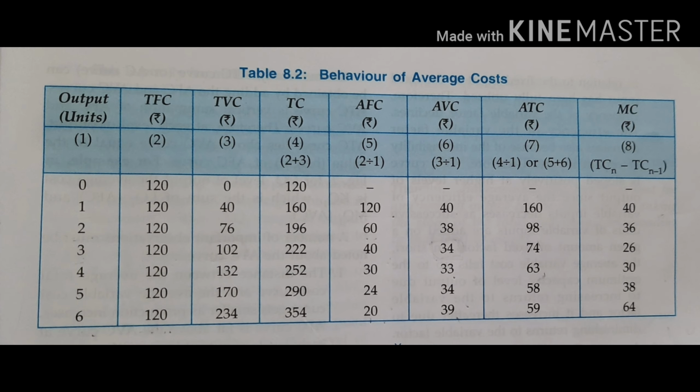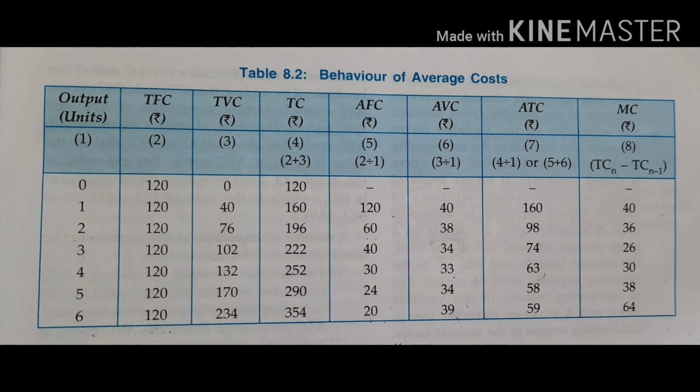But as you move on to the second unit produced, you see that average fixed cost is falling from 120. If you put the values, that is TFC, 120, upon 2, the average fixed cost will come equal to 60, and this is how you derive the average fixed cost, TFC upon Q, right?